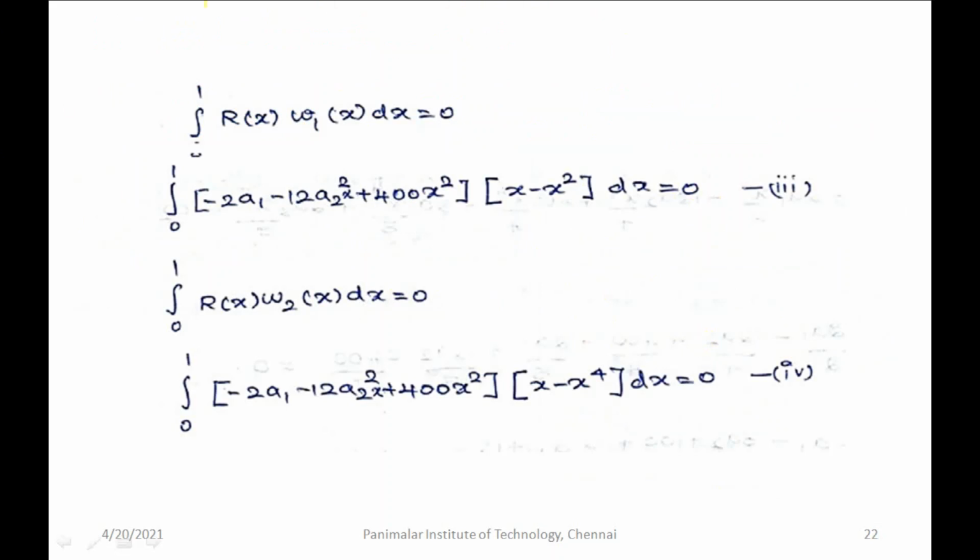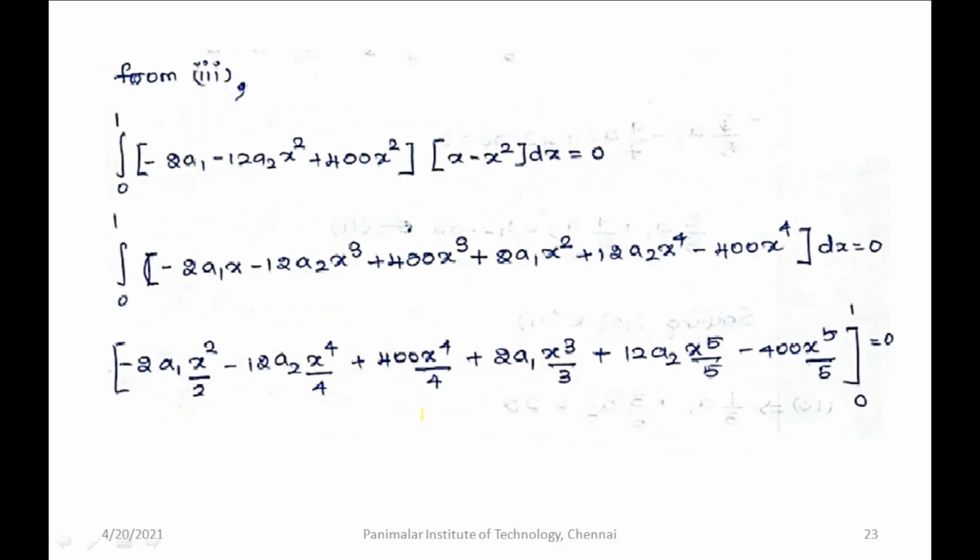So now we will go to the steps. In first one we are considering weight function 1. Integral r of x w1 of x dx equal to 0. Substitute r of x value, substitute the weight function x minus x square, then this is one equation. Then similarly when you take r of x and w2 of x, weight function 2 is x minus x to the power 4. Then these two will give you two simultaneous equations to solve a1 and a2. So let us see the solution also.